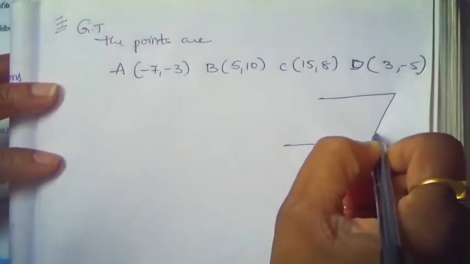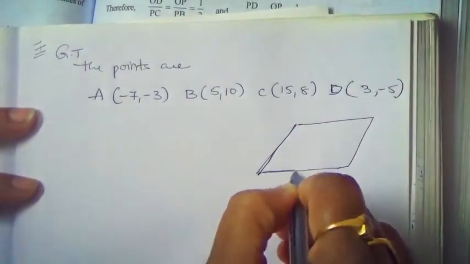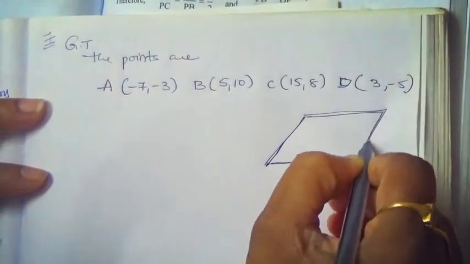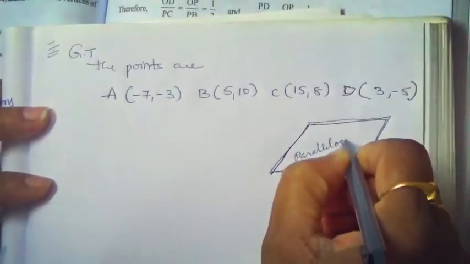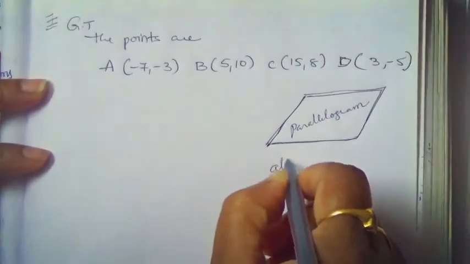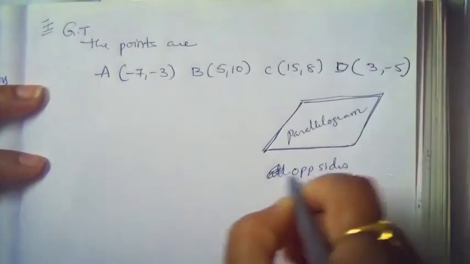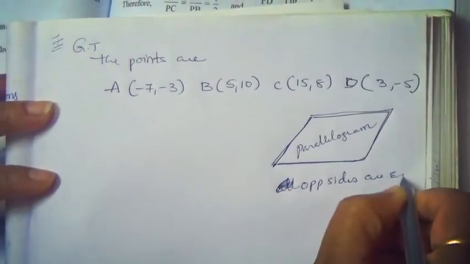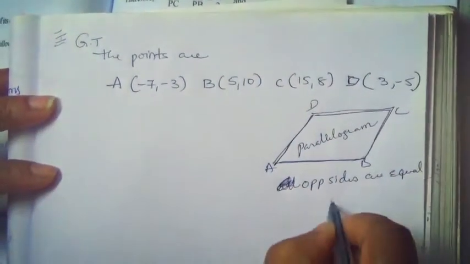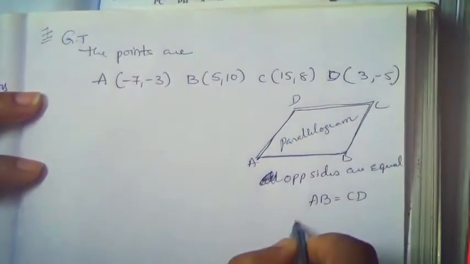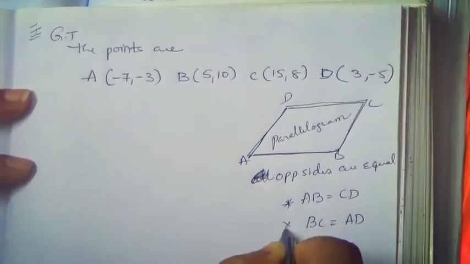What are the properties of this parallelogram? Is it a parallelogram? Yes. Why? Because here the opposite sides are equal, just like the rectangle, but the diagonals are not equal. Opposite sides are equal. What are the opposite sides? AB is equal to CD, and also BC is equal to AD. These are the opposite sides.